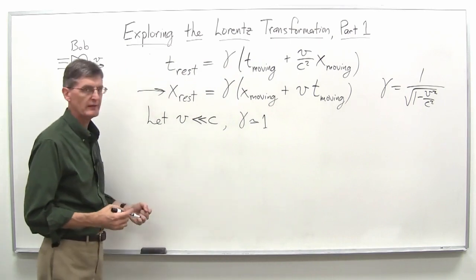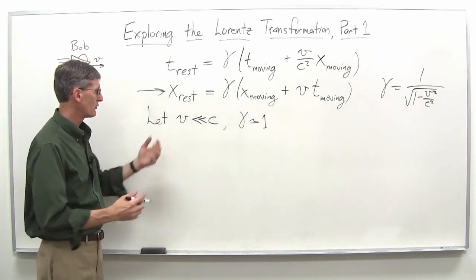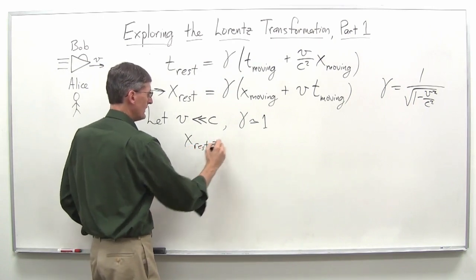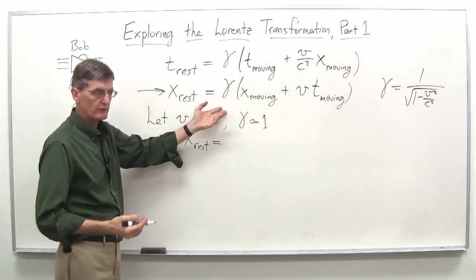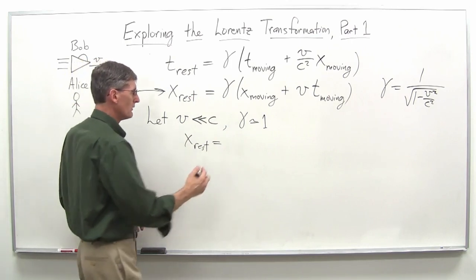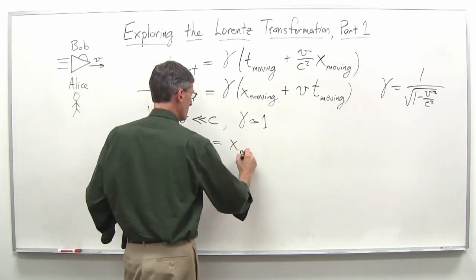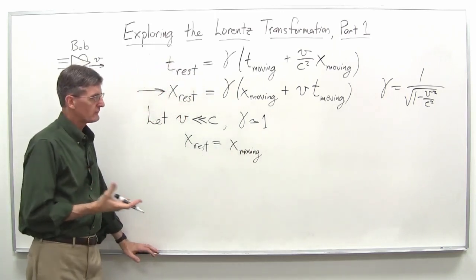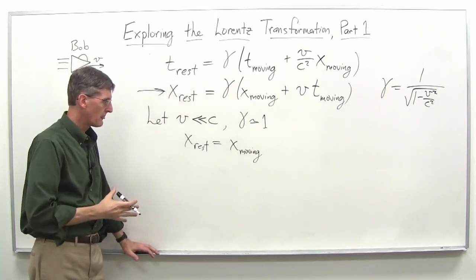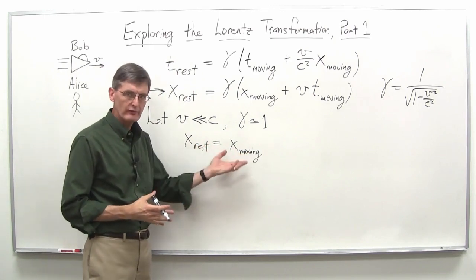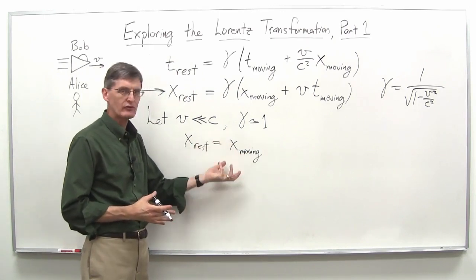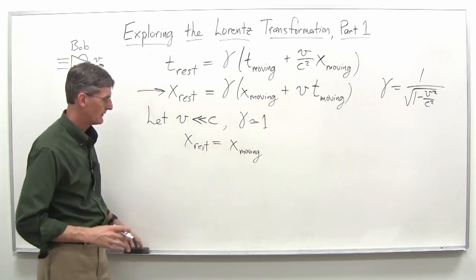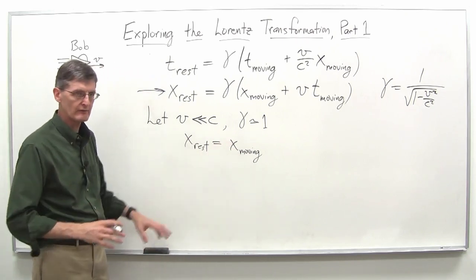So gamma is approximately equal to 1. And so what do we get then? So we get x rest equals gamma, let's say, is approximately equal to 1 here. And so it becomes x moving in the moving frame. And by the way, just again, the terminology here, this does not mean x is moving. This belongs to an x coordinate, an x measurement in the moving frame. Okay, so just fix that in your mind. Don't get confused about that.